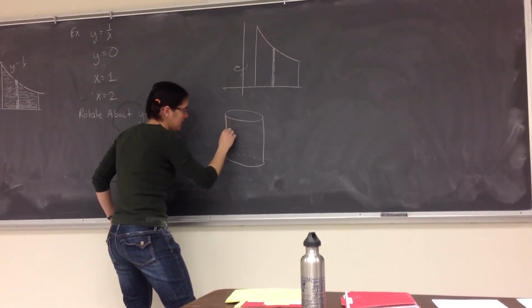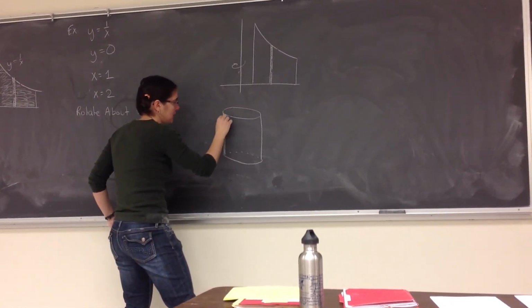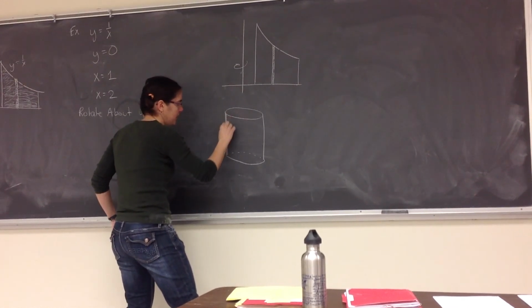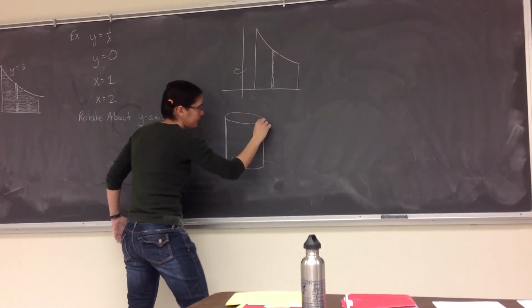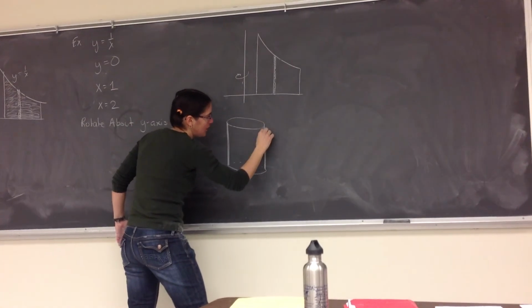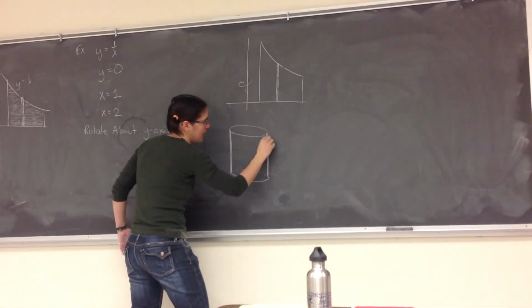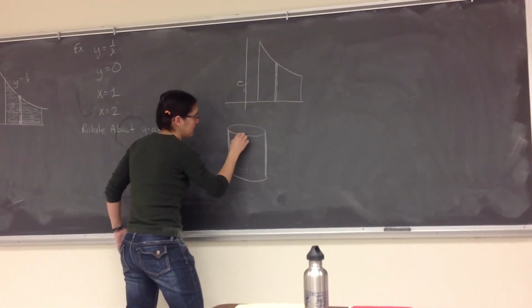Now it's just the outside shell of the cylinder, and so sometimes these things are called shells. And the wall of the shell, the wall of the soup can, has a little bit of a thickness to it.